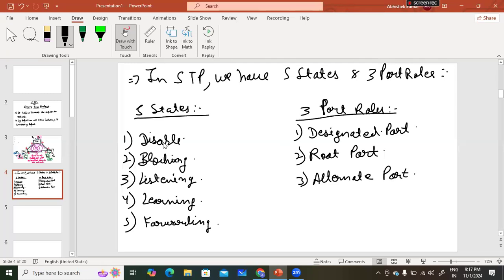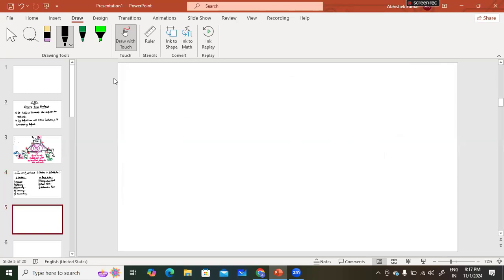So let's start with the 5 states. The first state is the disabled state. Okay. So the first state is the disabled state. When we call that, the ports of the switch are in the disabled state. Okay. When?